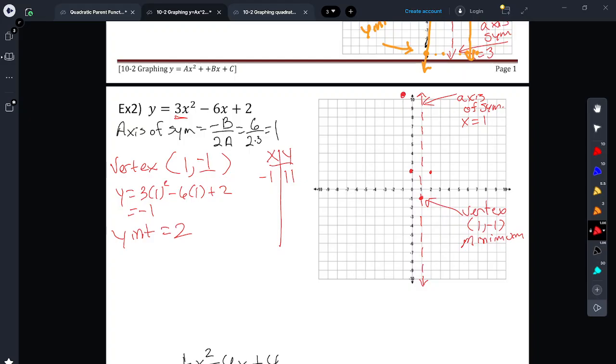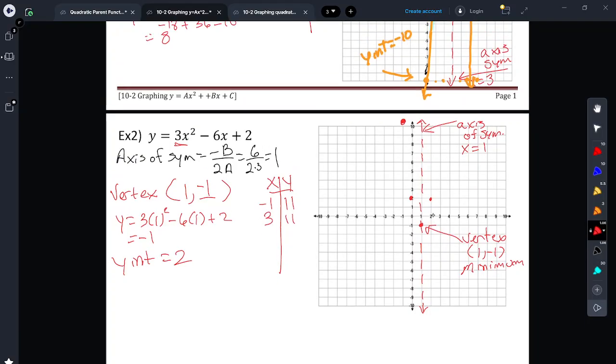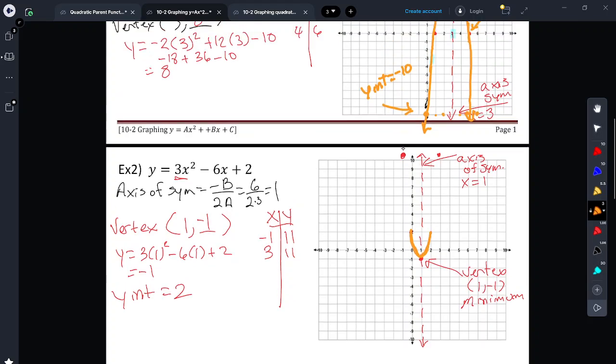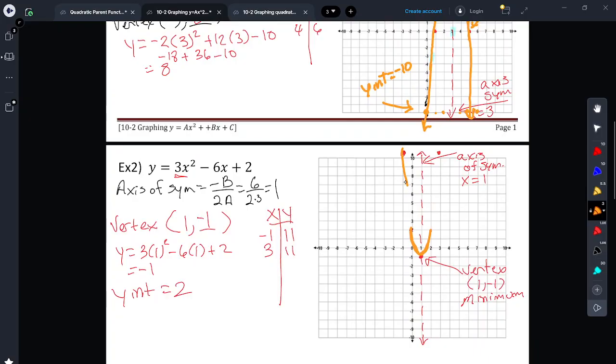Can I reflect that? Yes. What other points on the graph for sure? 3, 11. I want to make sure you understand why 3, 11 is on the graph. Okay. Do we make a V-shaped line? No, U-shape it, yeah? Spend a little bit of time there making it U-shaped. And then just connect it. My screen has a hard time drawing a straight line, but try to make that as straight as you can, yeah?